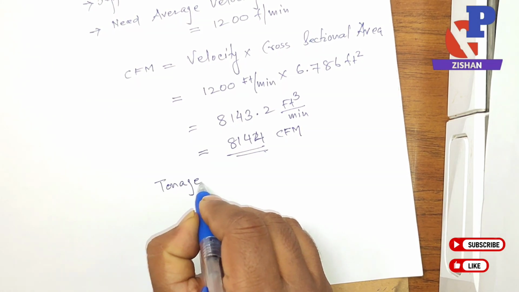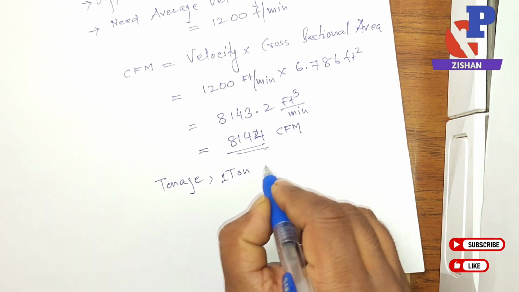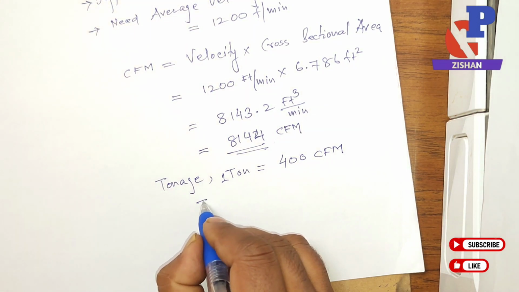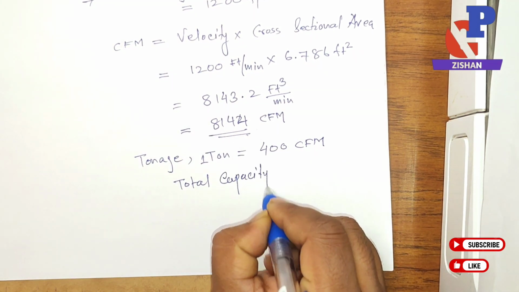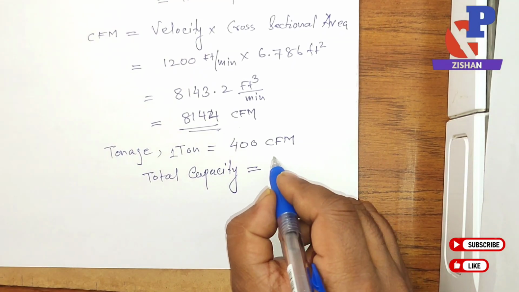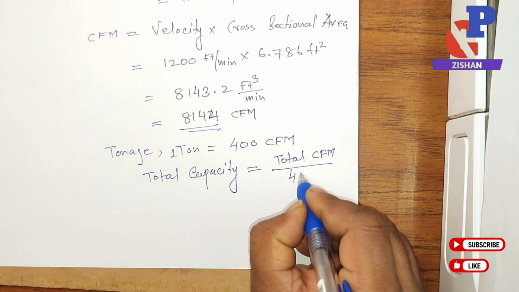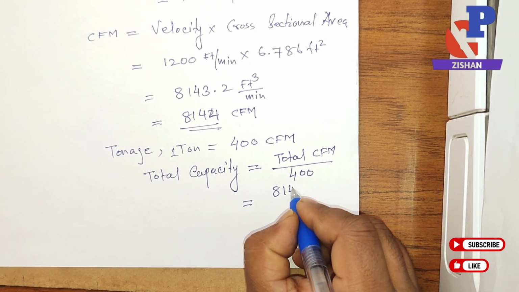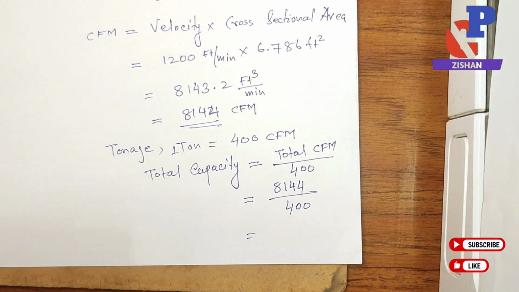For the calculation of tonnage, how can we calculate the total capacity? We know that 1 ton equals 400 CFM for a chilled water system. This is approximately 350 to 450, that's why we take an average. Suppose 1 ton equals 400 CFM. The total capacity equals total CFM divided by 400, and the unit is ton. 8144 divided by 400, our result is 20.6. That means approximately 21 tonnage.